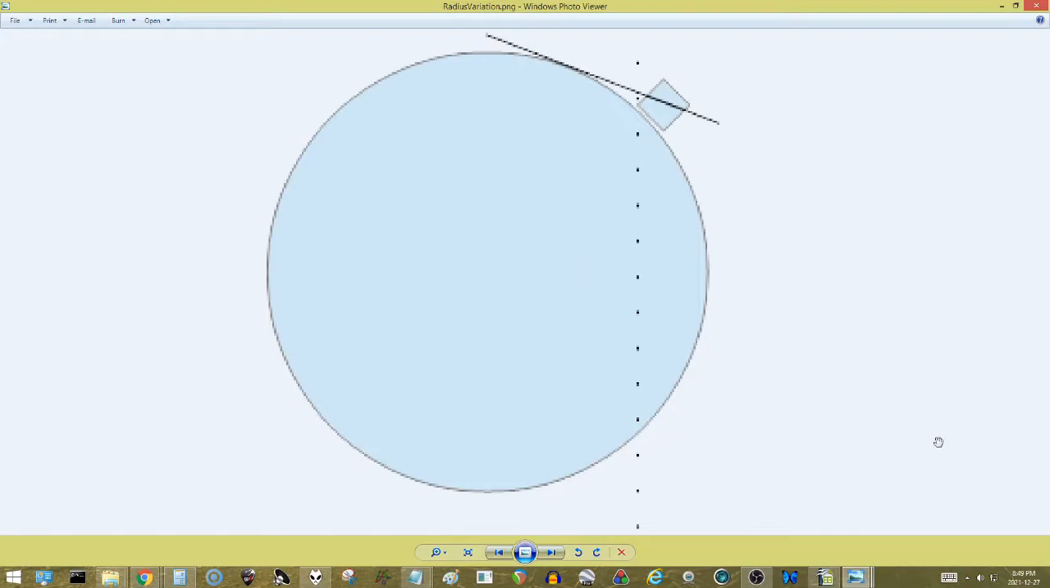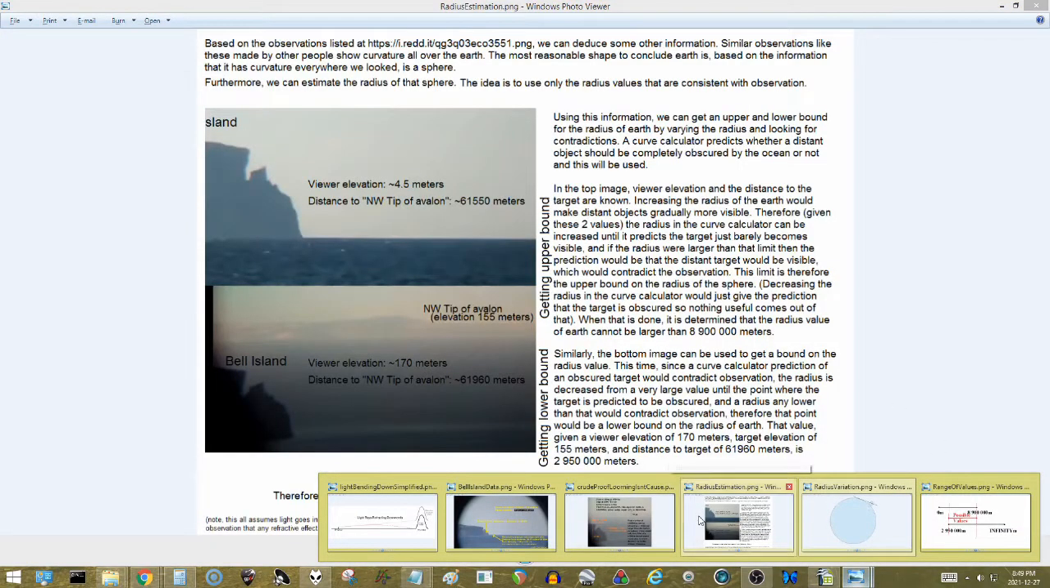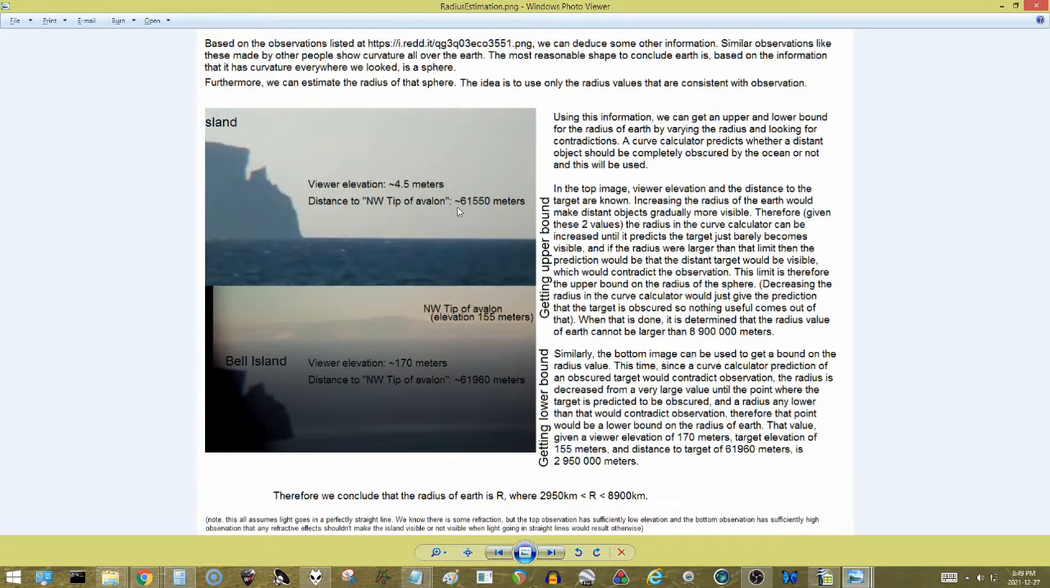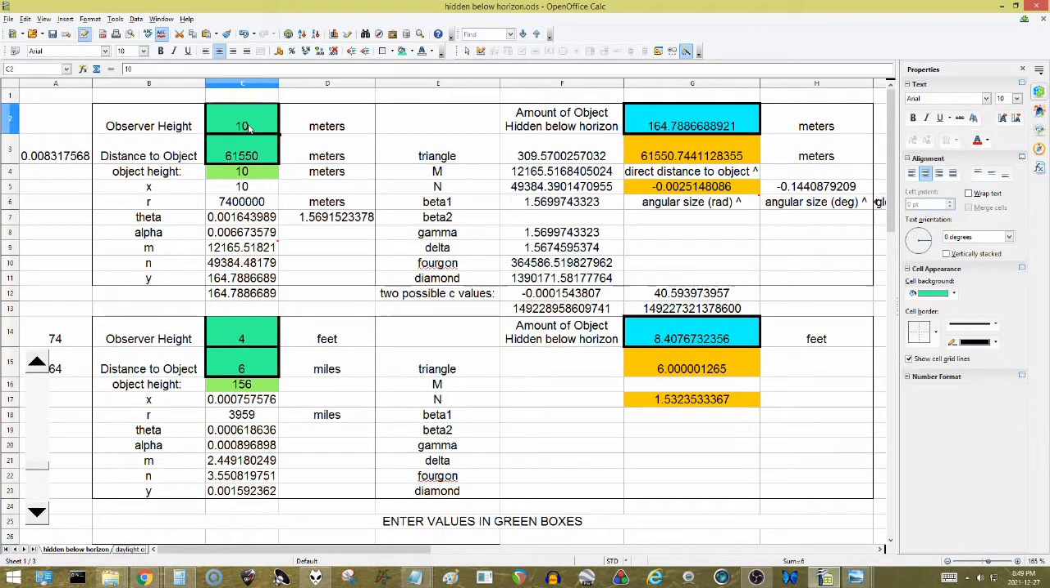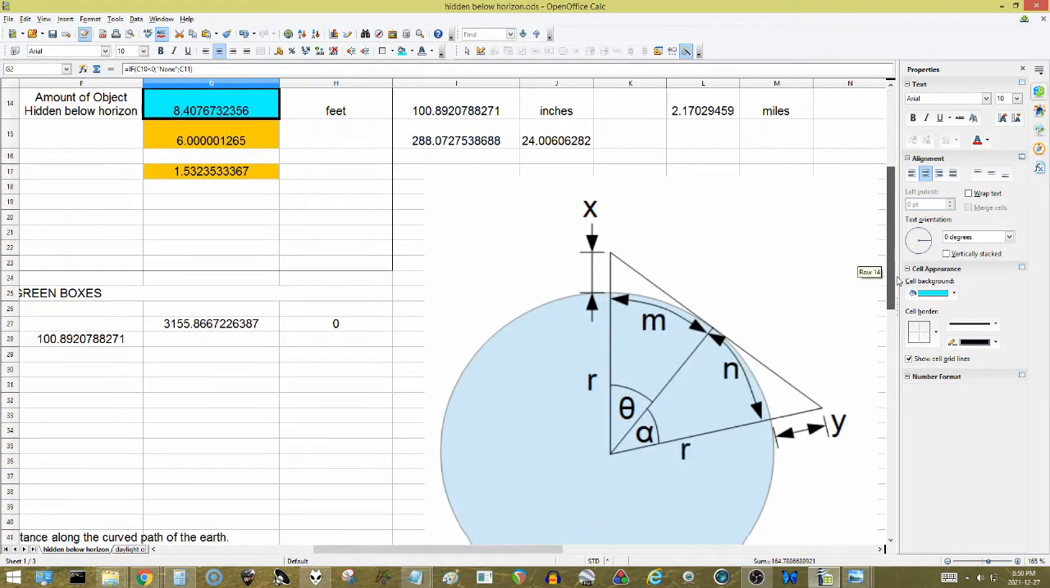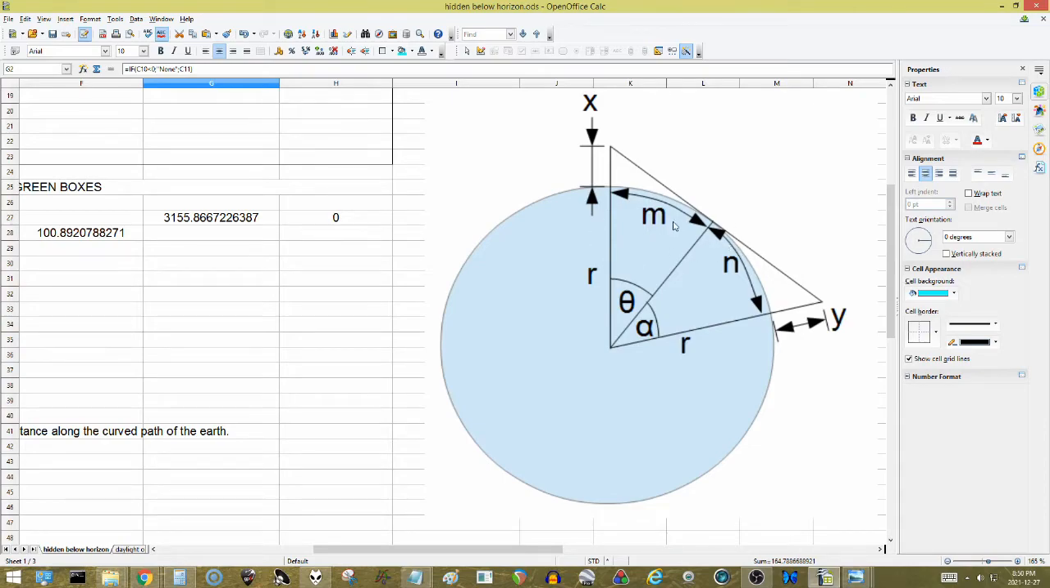First let's use the obstruction observation, this observation here. I'll go to my curve calculator. The two numbers you input are the observer height and the distance to the object, and the output you get is the amount hidden below the horizon. Here's the graphic that shows you put in x and the arc length, m plus n, and you get out y.